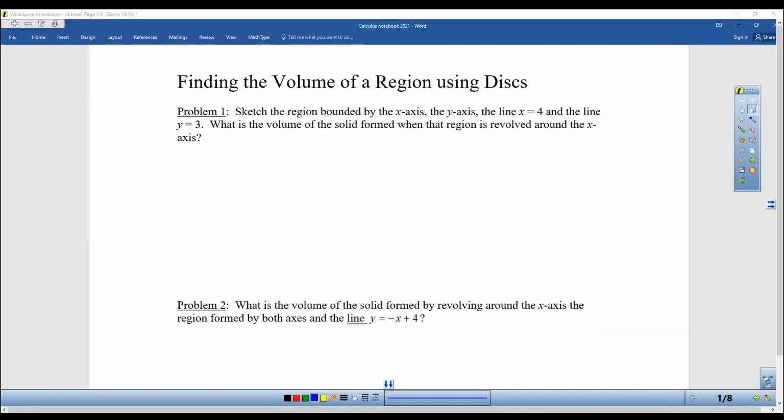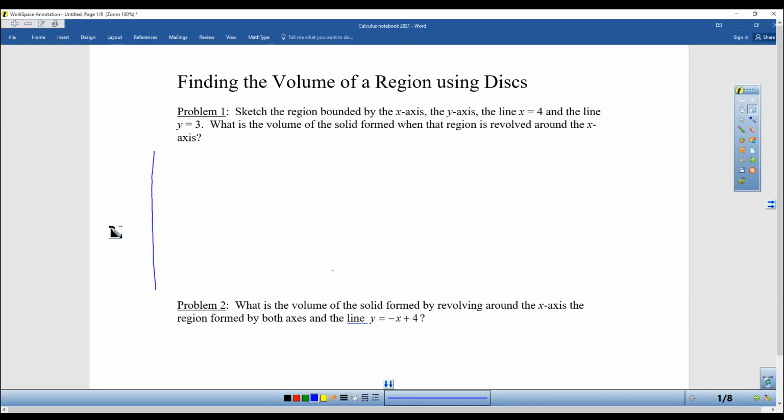Problem number 1. Sketch the region bounded by the x-axis, the y-axis, the line x is equal to 4, and the line y is equal to 3. What is the volume of the solid formed when that region is revolved around the x-axis?